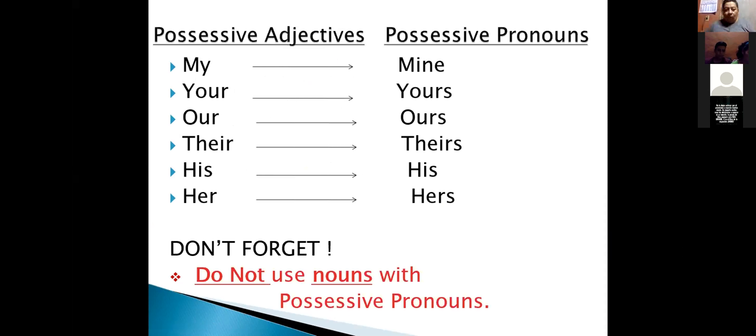Here we have, guys. Let's pay attention que esto ya es nuevo, nuevo, nuevo. Okay? We have possessive adjective here, and then we have possessive pronouns. Okay? So here I have the possessive adjective is my, and the possessive pronoun is mine. Your is yours. Our, ours. Their, theirs. His, his. Her, hers. Okay? Ahora, mire que ahí abajo dice, don't forget. Do not use nouns with possessive pronouns. ¿Te acuerdas que en el possessive adjective sí nos decía use nouns? Yes. Okay. Now in possessive pronoun, no more nouns.